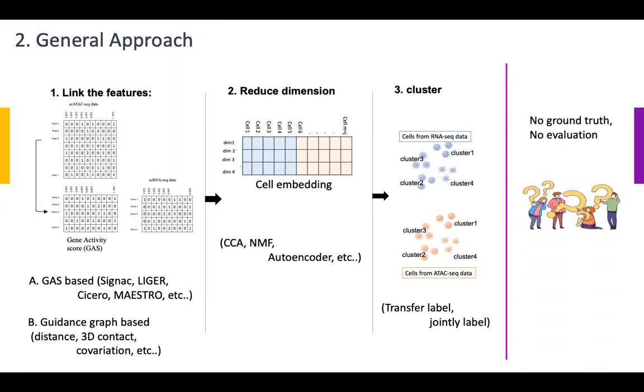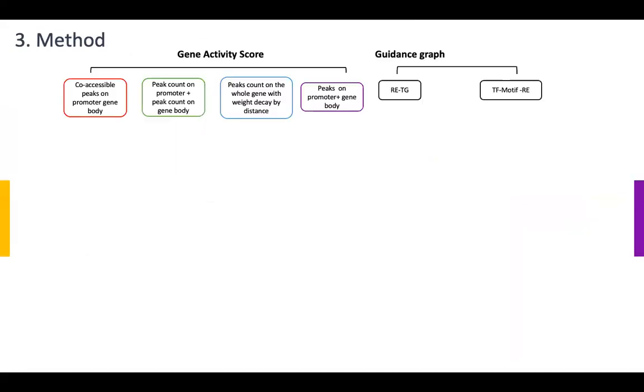So as I said, each step has many choices, and it's challenging to choose the optimal one. At the beginning, there was no ground truth, and many methods have not been evaluated systematically with ground truth data. Recently, paired data has become available. It's a great opportunity to do the evaluation now.